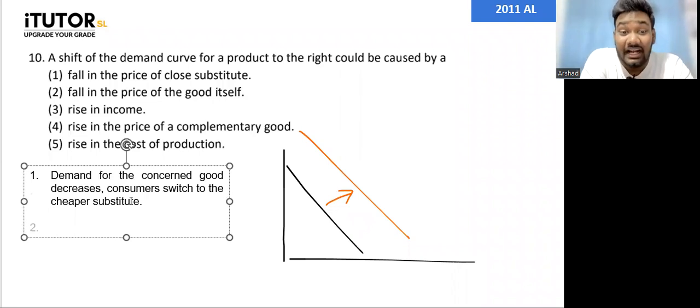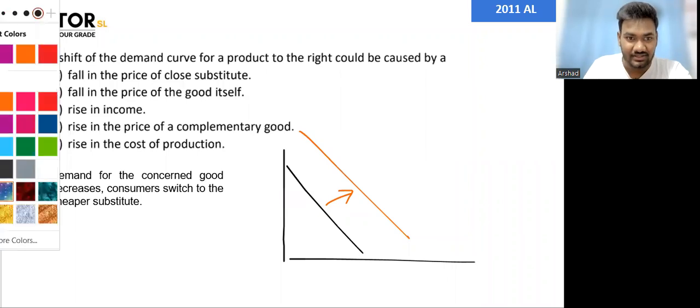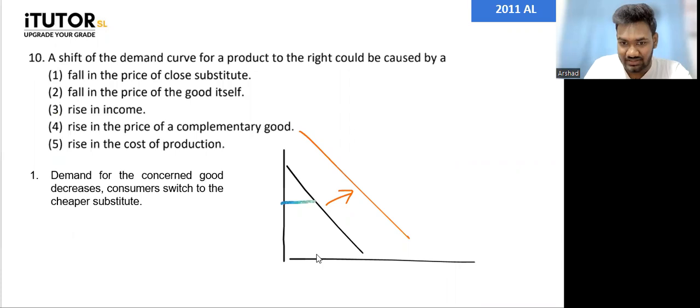The second one, a fall in the price of the good. Yes, a fall in the price of the good will increase the quantity demanded. But will it increase the demand? Will it shift the curve rightwards? If the price of the good falls, it's going to be a point movement. Let's say initially the price was 10 rupees, and now the price fell to 8. You would move from point A to point B, but the curve will not shift.